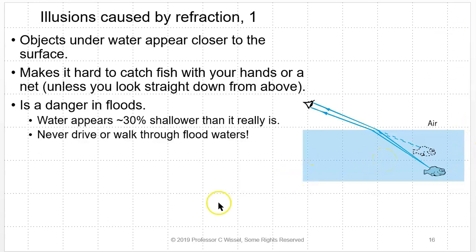This is also an extreme danger in floods. Water appears about 30% shallower than it really is. So people make this mistake all the time. They'll drive their car into floodwaters because it doesn't look that deep. On top of that, when the water gets really deep, it can be moving really fast, but it looks like it's standing still. You all ever heard the expression, still waters run deep? It should be still looking waters run deep. And they run fast because they can.